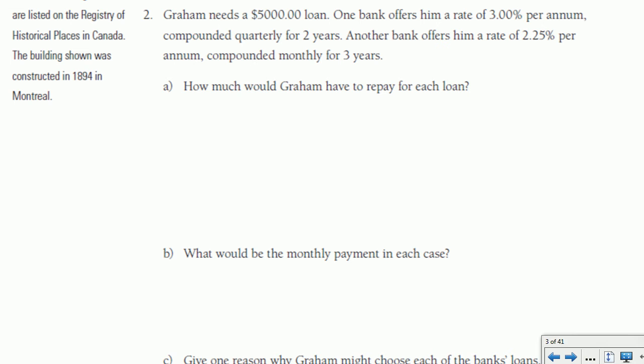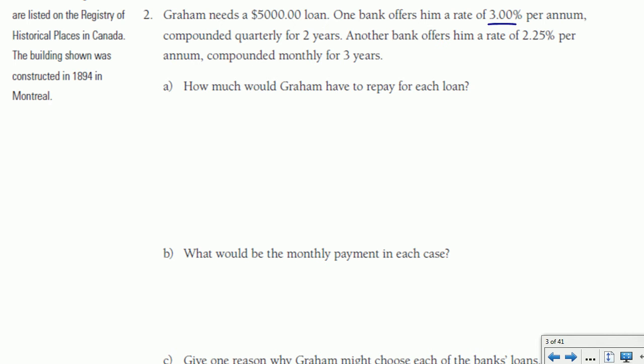Moving on to question number 2, Graham needs a $5,000 loan. One bank offers him a rate of 3% per annum, compounded quarterly for 2 years, and another bank offers him a rate of 2.25% per annum, compounded monthly for 3 years. How much would Graham have to repay for each loan? So let's start with the first bank.